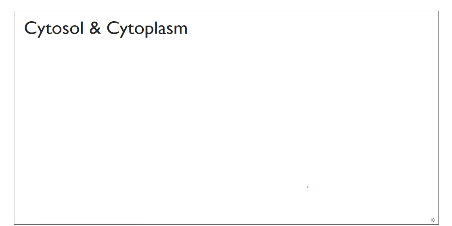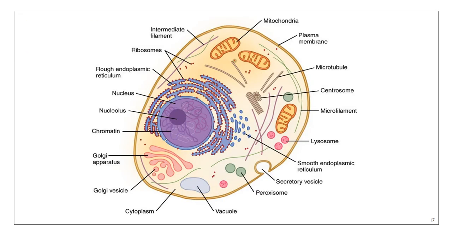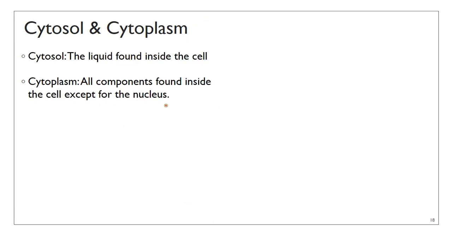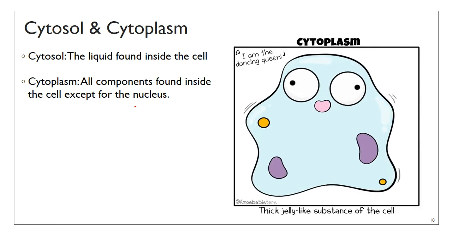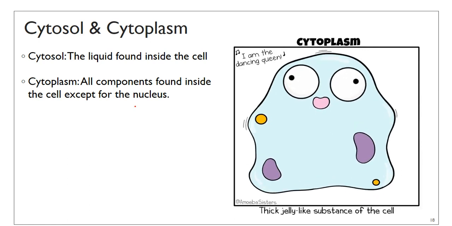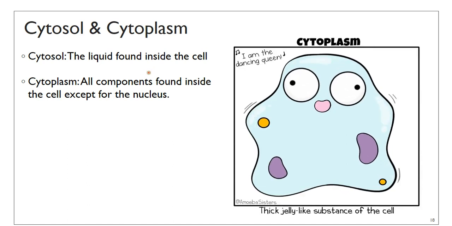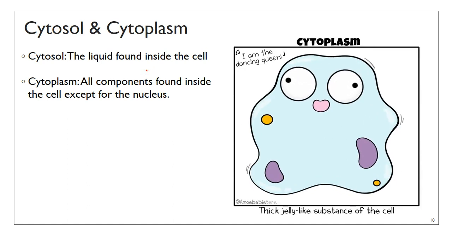However, I do want to talk about cytosol and cytoplasm. Essentially, the cytosol is the liquid found inside the cell. So all of this is not dry. There's a lot of water inside the cell. Everything's sort of floating, really. So the actual liquid is called the cytosol, and the liquid with all the components is called the cytoplasm. Another definition of cytoplasm is all the components except for the nucleus. So cytosol is just the liquid, and the liquid plus the components minus the nucleus is your cytoplasm.